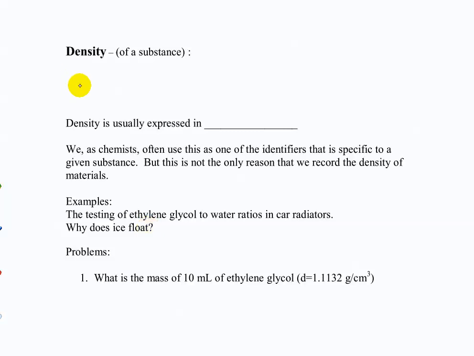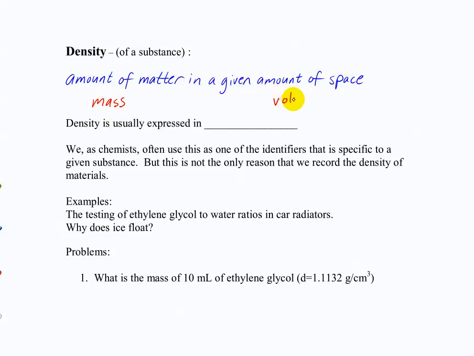Or we might say that density is the amount of matter in a given amount of space. And of course, the amount of matter is the mass, and the given amount of space is the volume. So it's the mass per volume. And the unit that we usually use is grams per milliliter. So grams is a measure of mass, milliliter is a measure of volume. So the amount of mass for a certain volume.